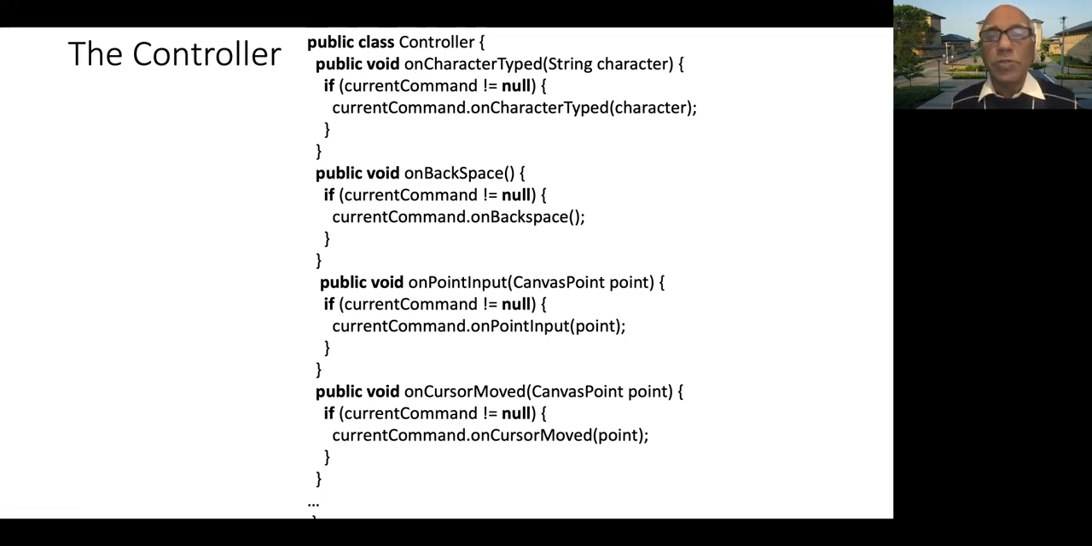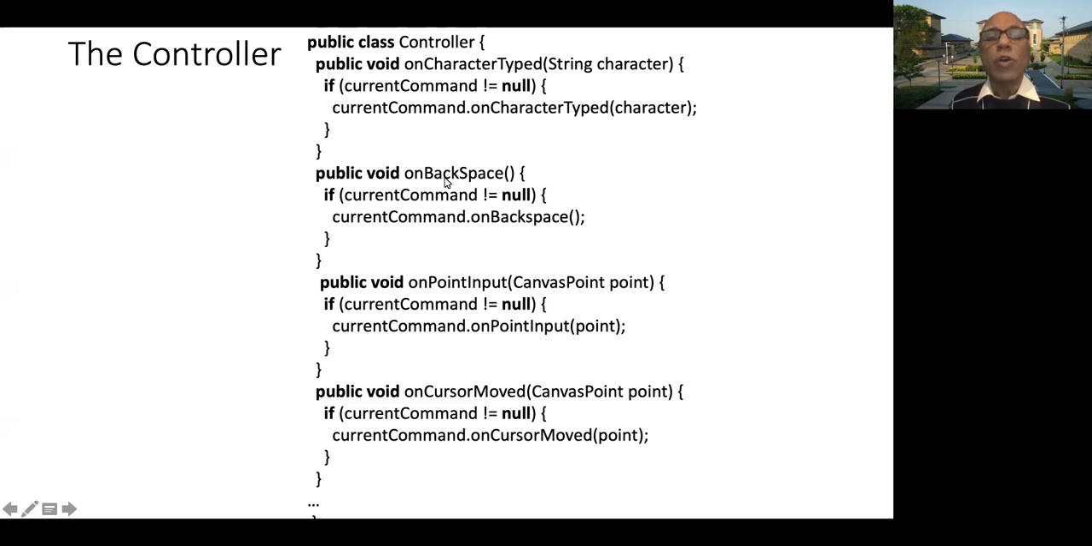When a character is typed, we get the character as a string. So this method gets called from the graphical user interface. And if there is a command in progress, that command should know what to do with this character. For example, if it is a label that is being constructed, that label command would know what to do with that character. If it is going to be a line command, we will still send it to the line command, which will probably ignore that.